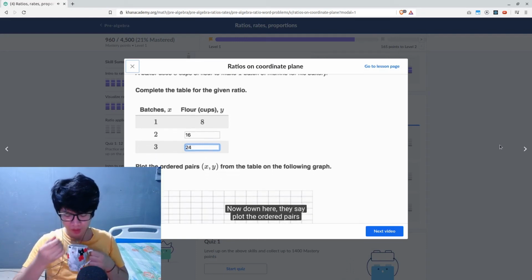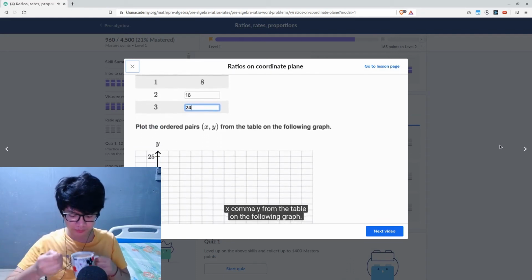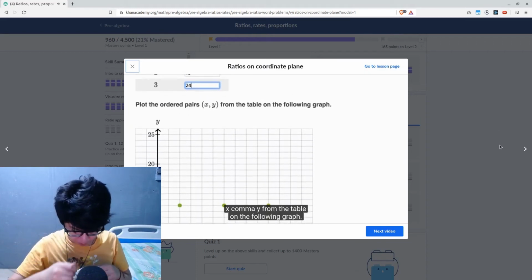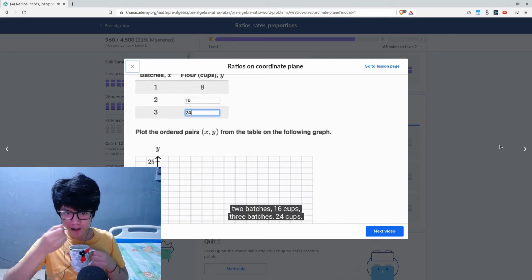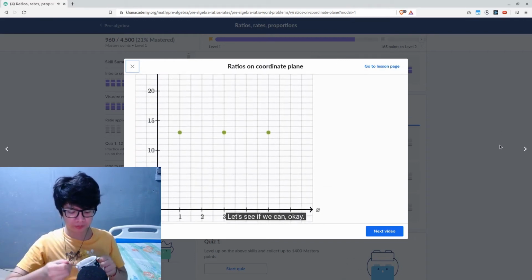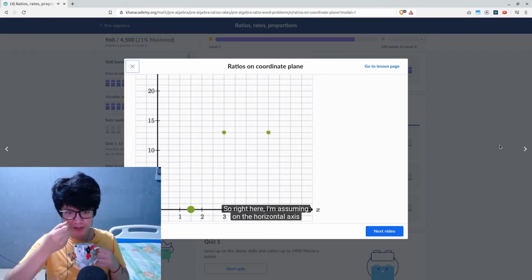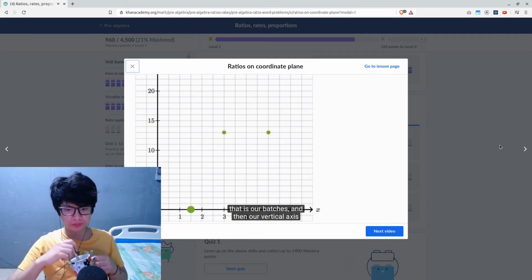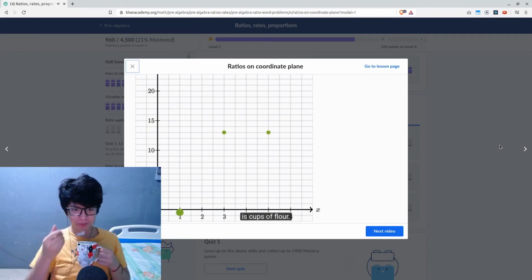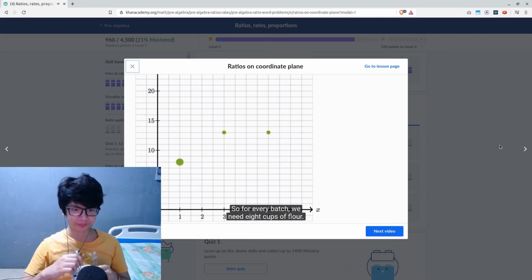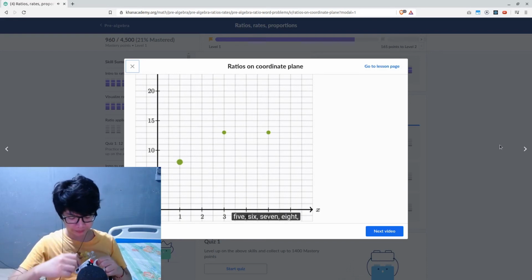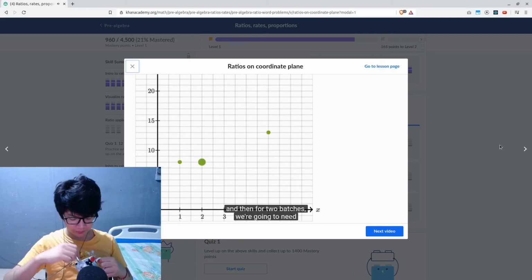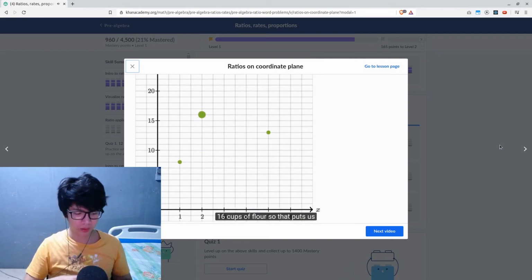Now down here, they say plot the ordered pairs x comma y from the table on the following graph. So we want to graph 1 batch, 8 cups; 2 batches, 16 cups; 3 batches, 24 cups. So let's do that. Okay, so right here, I'm assuming on the horizontal axis is our batches, and on our vertical axis is cups of flour. So for every batch we need 8 cups of flour. So 1 batch, this is 8 right over here, 5, 6, 7, 8. And then for 2 batches, we're going to need 16 cups of flour. So that puts us right there.